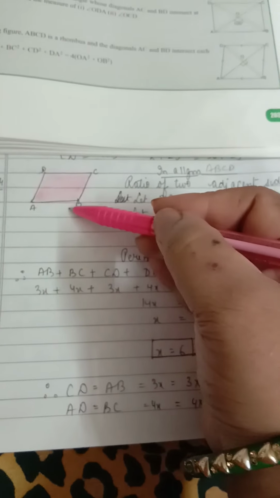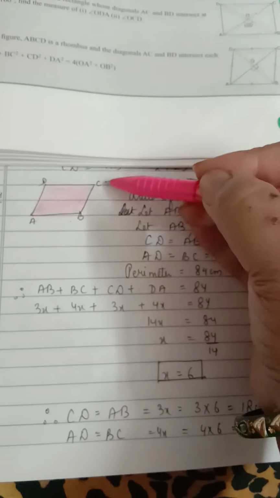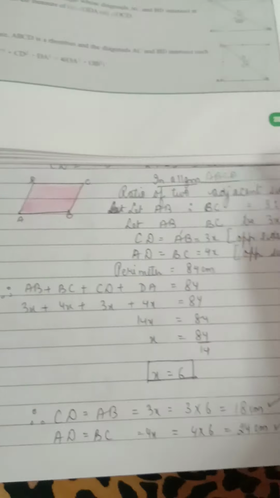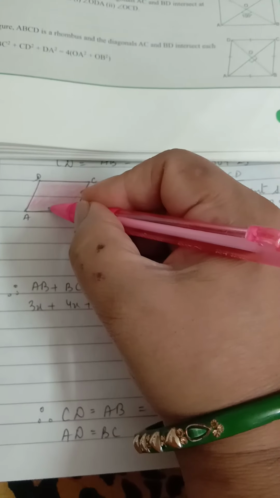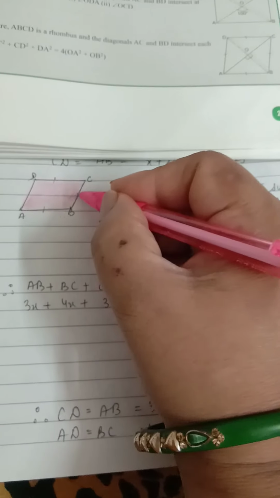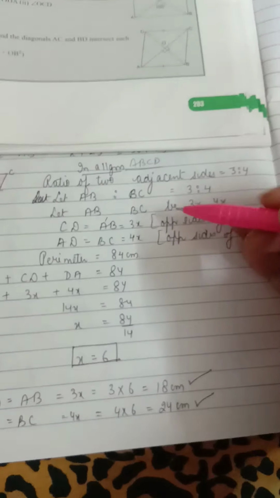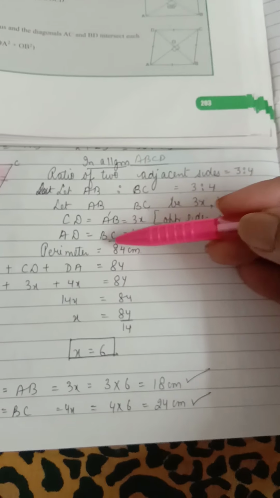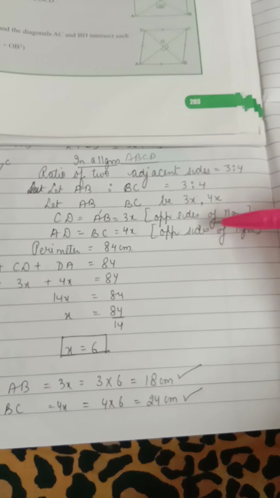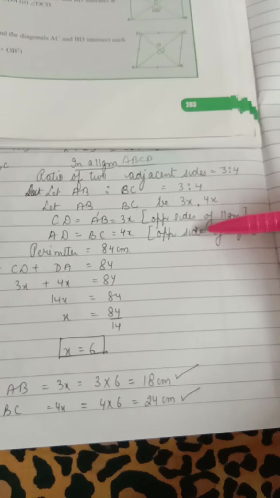Now if AB is 3x, CD will also be 3x because opposite sides are equal and parallel. Now if BC is 4x, your AD will also be 4x. So AD is equal to BC is equal to 4x. The reason will be the same: opposite sides of a parallelogram are equal.